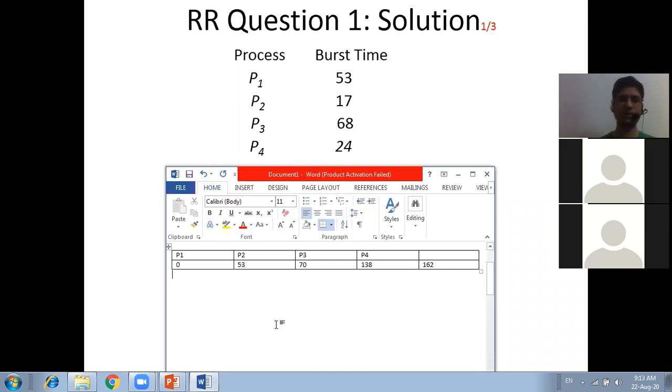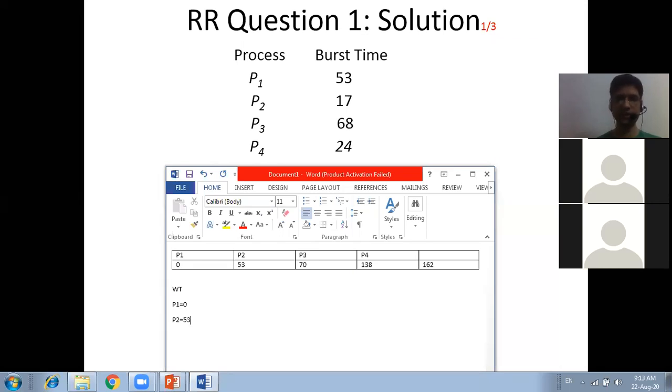Okay, so let's see waiting time. For P1, this is 0. For P2, this is 53. For P3, this is 70. And for P4, this is what? 138. Now, what is average waiting time?